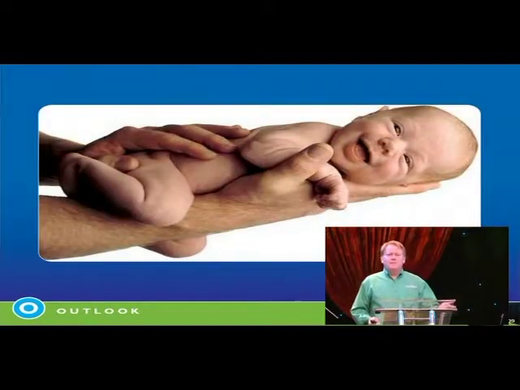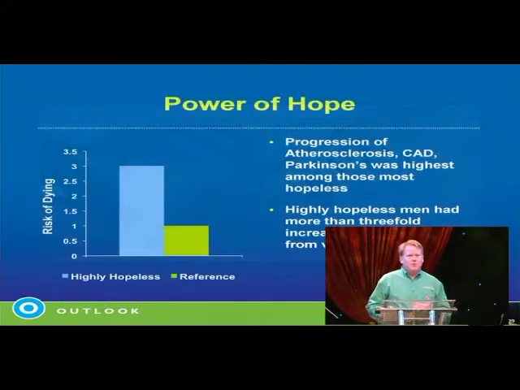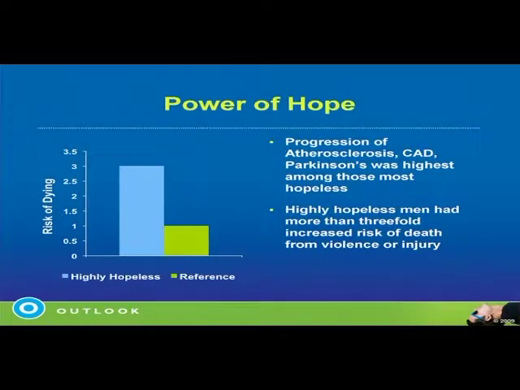But there are times when life is not a matter to be laughing about. Life comes at us and things happen. When that happens, we should at least try to be hopeful. That's a part of an optimistic attitude, because hopelessness has a terrible effect on people's lives. They found that people who were highly hopeless had a much more rapid progression of atherosclerosis, coronary artery disease, Parkinson's, and men who were highly hopeless had a threefold increased risk of death from violence or injury.